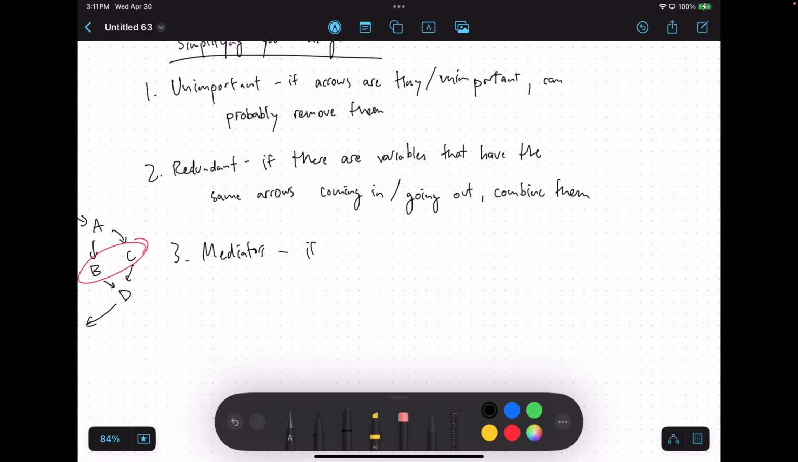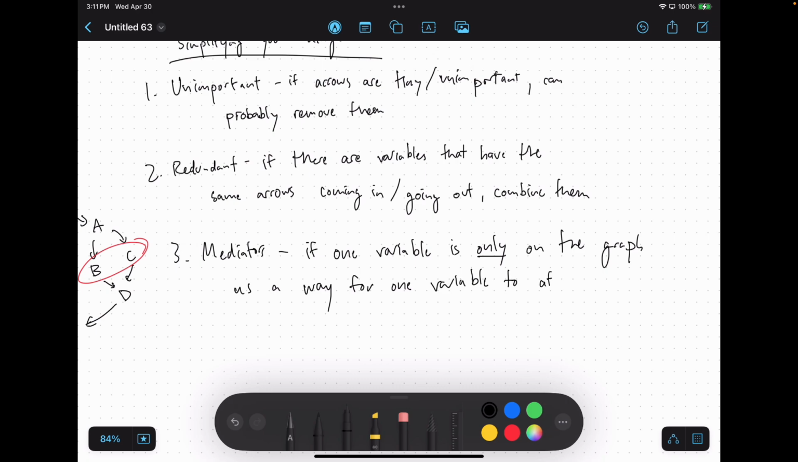So if one variable is only on the graph as a way for one variable to affect another, we have A, B, C, then you can remove it. So maybe this might be, you would be removing B in this case.